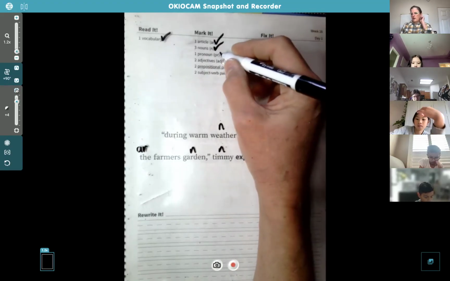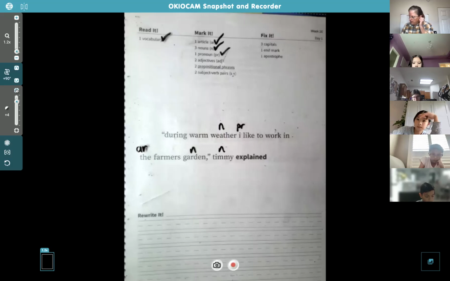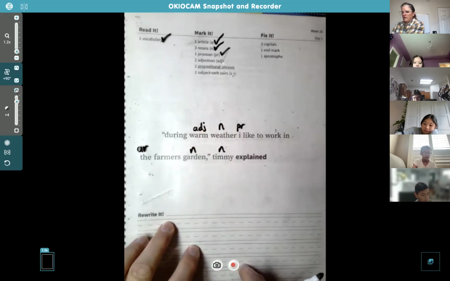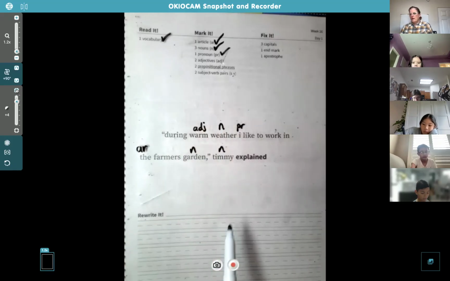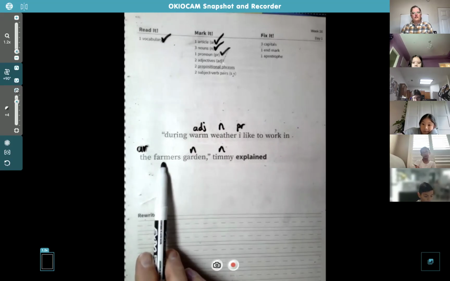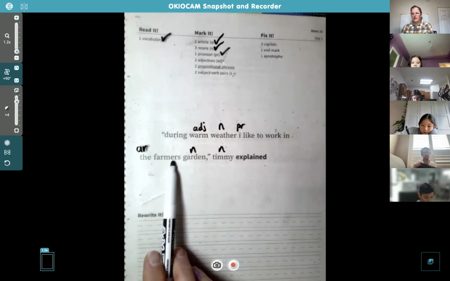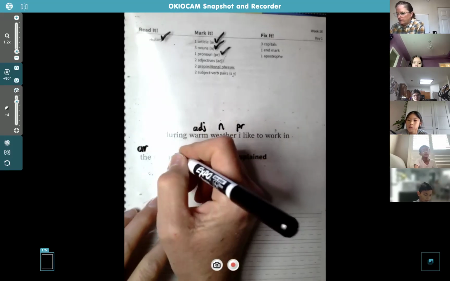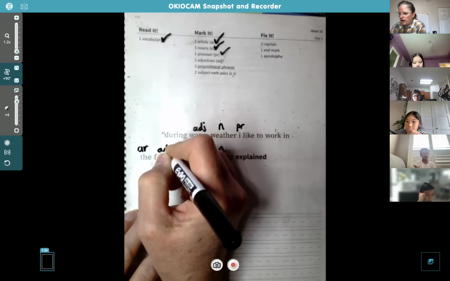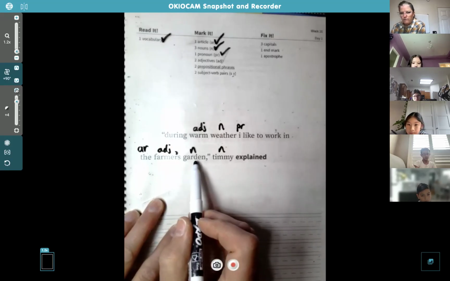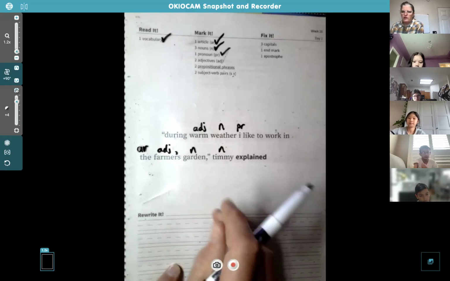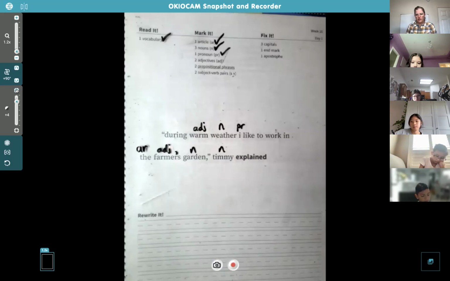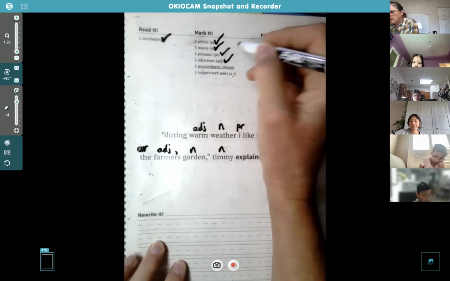Two adjectives. Okay, Christopher. Where are the adjectives? What do you think? Warm. Warm is one. And farmers. And farmers, yes, that's correct. But farmers is missing something because now we know what we need to put in. What should we put, Christopher? The apostrophe. Right there before the S. So you're right. This is saying that the garden belongs to the farmer. So with an apostrophe S, that's showing ownership, okay? It's a possessive adjective. All right, good.